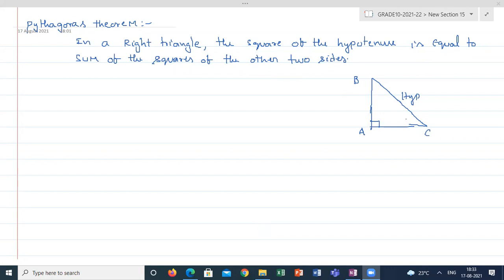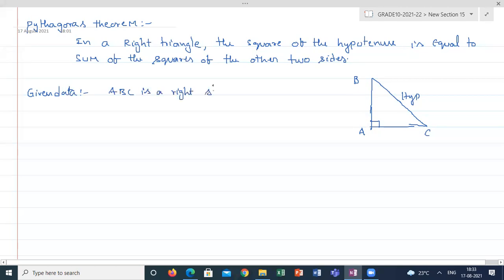So here BC is the hypotenuse. So what is the given data here? The given data is ABC is a right triangle and right angle at A. So BC is the hypotenuse. So this is the definition of the hypotenuse in a right angle triangle.